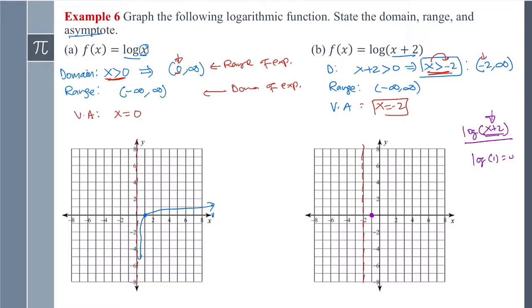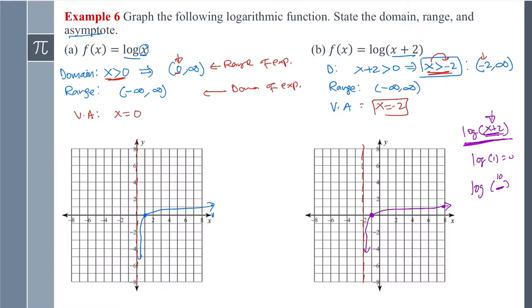Now, when does this become 1? This becomes 1 if the inside quantity is 10. We have x plus 2, so the inside quantity becomes 10 when x equals 8. So it's right here. This is where it's going to become 1. Now we know that it has a vertical asymptote, so from here it goes closer and closer to that line and goes to negative infinity. And then the graph goes this way to the right. That's how we graph this function.